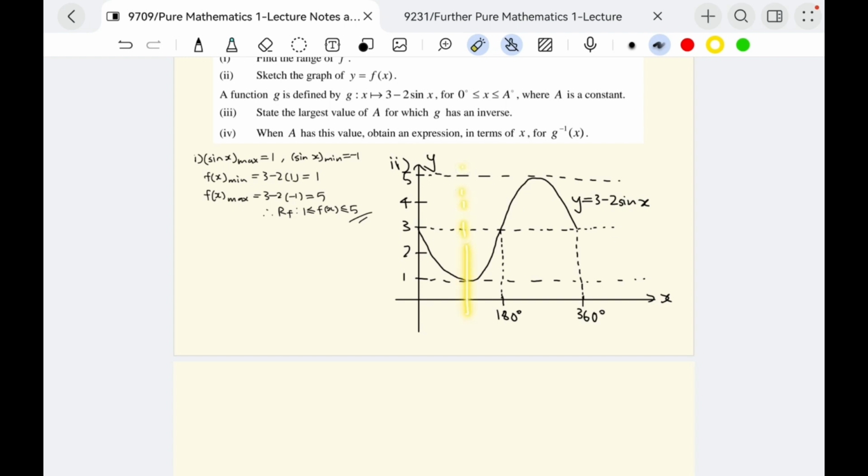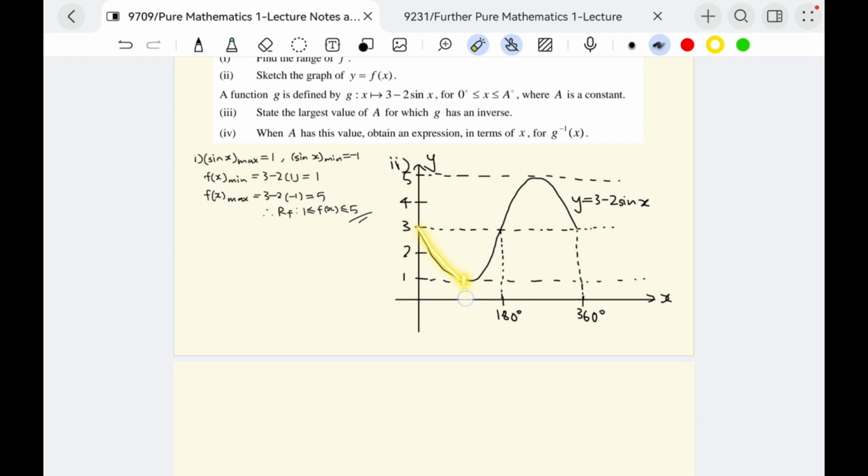So draw a line over here. As you can see, the graph for the half cycle does not have an inverse, because when you do the horizontal line test, it intersects the graph at 2 points. So in order for the graph to intersect any horizontal line only once, we must restrict the domain.